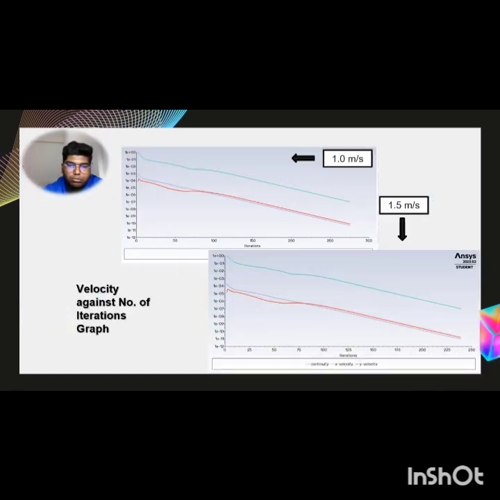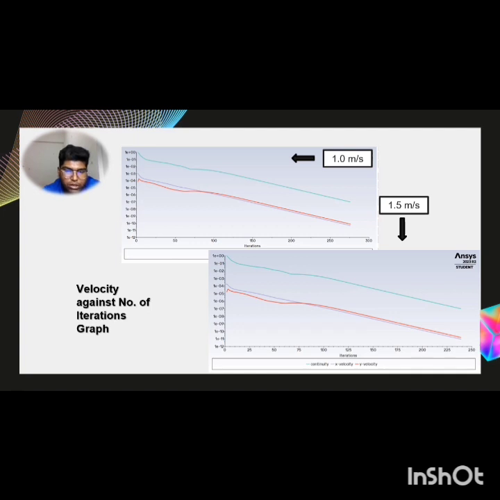Based on the graph from the CFD simulation, we can observe the convergence of velocity with respect to the number of iterations. This graph is pivotal in demonstrating the stability and accuracy of our simulation. The graph plots three distinct variables, which is continuity, x velocity, and y velocity, against the number of iterations performed.